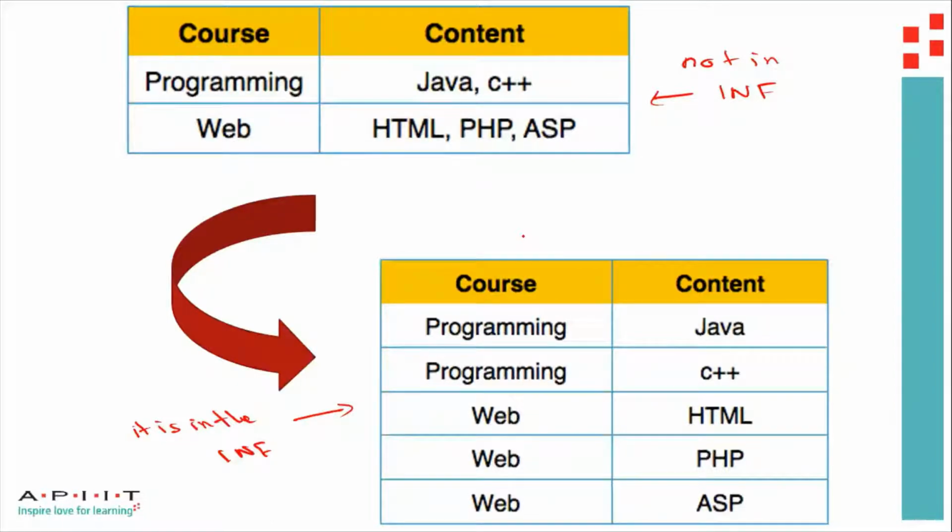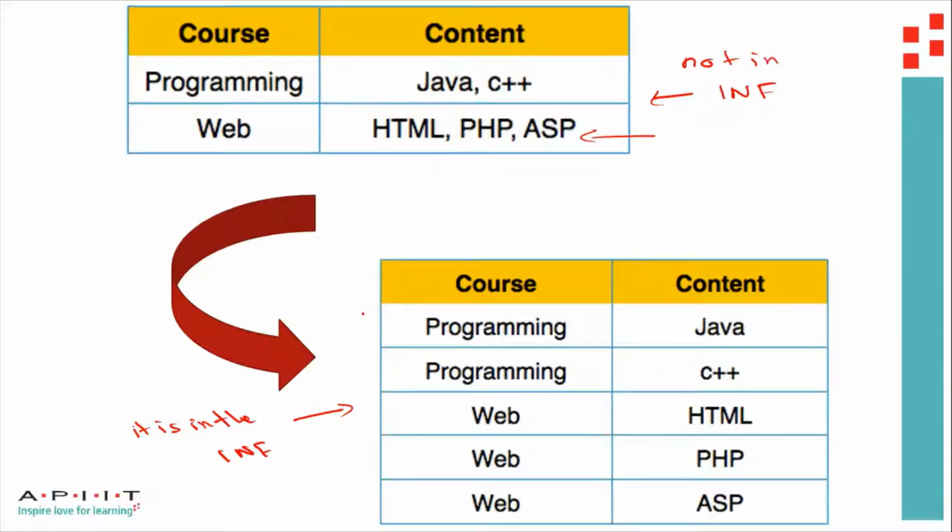Now, the characteristics of the first normal form. You have to understand this very clearly. If you have atomic domain values in your relation, values we cannot divide further, like Java, just one value. But these others are not atomic, we can divide them further. HTML is a different thing, PHP is a different thing, ASP is a different thing. They are divisible. If you have attributes with indivisible, atomic domains, you can guarantee that the table is in first normal form.